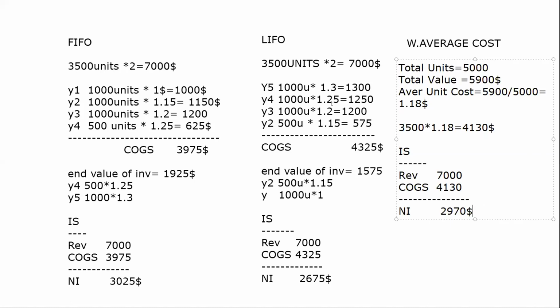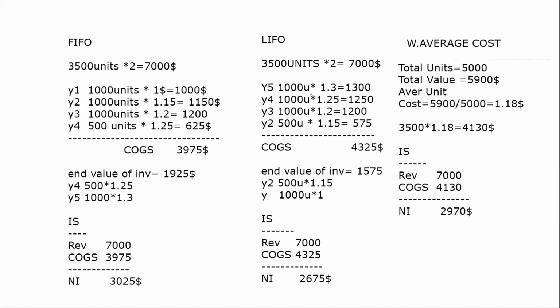So there are three methods that are used to calculate the cost of goods sold: FIFO, LIFO, and the weighted average cost. Let me save it. Do you have any questions? Okay, if you don't have any questions, I'm closing this. Let me share the screen from the beginning with you.